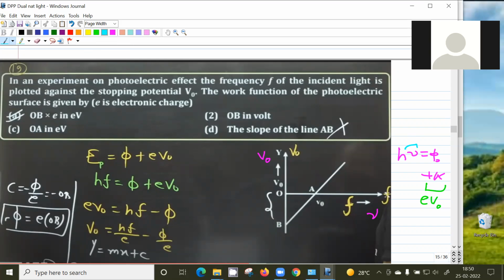Here this is the x-axis and this is the y-axis. We have to find the work function phi naught. When you put y equal to 0, phi naught by h is the x-intercept, right? The x-intercept is OE.